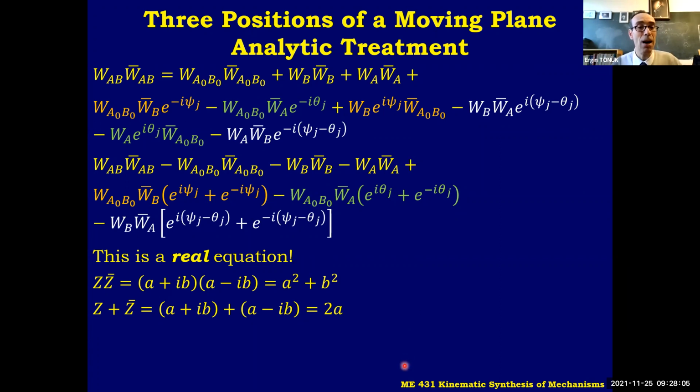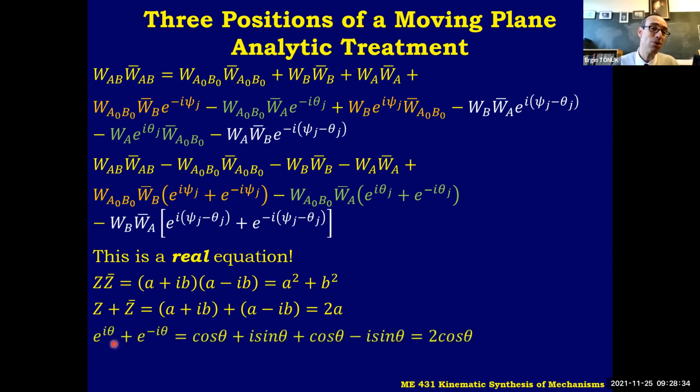Number two, if you add a number with its complex conjugate, like those colored groups, A plus iB plus A minus iB becomes 2A. That's also real, the imaginary part drops. Okay? And actually, this has an extension.